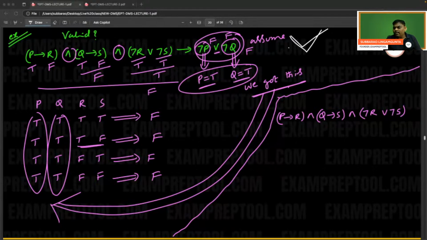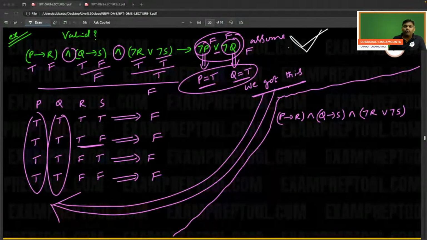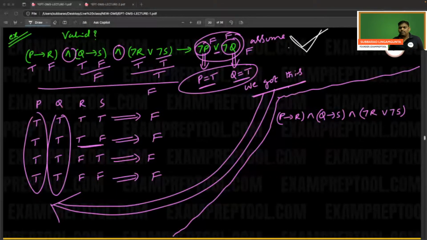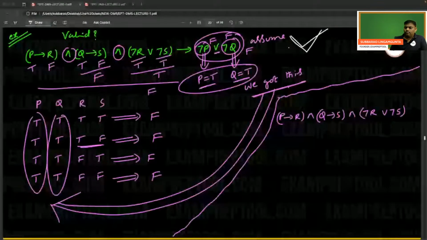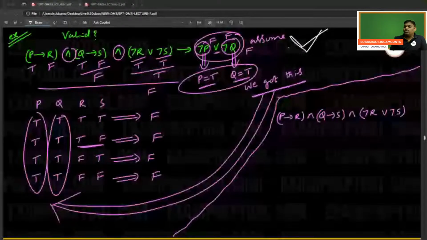Can everyone try this? Using rules, can you solve this problem? If you don't remember those rules also, no problem. It will take 1 or 2 minutes extra. Without rules also you can do. Rules, if you know, you can do immediately. Everyone, can you try this? I'm expecting an answer from all of you. Whatever rules you know, using that, can you try this?